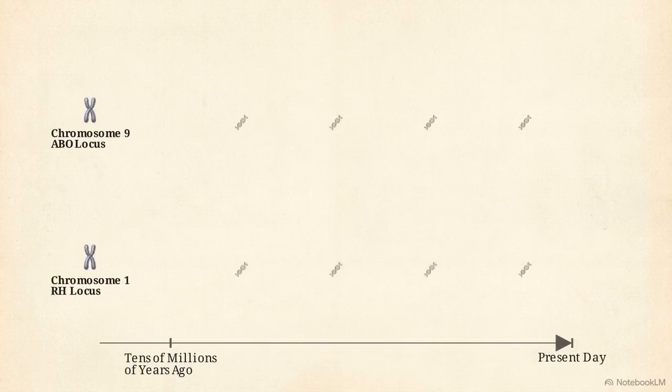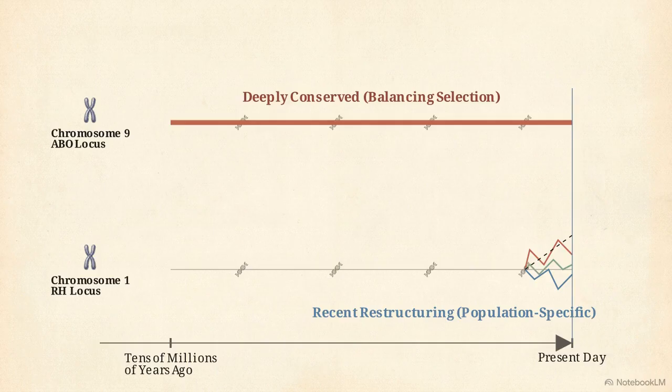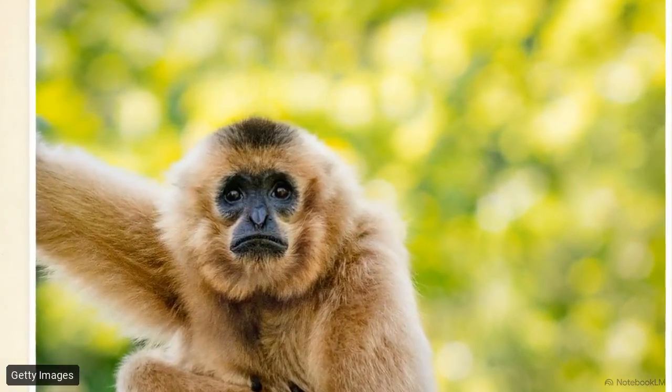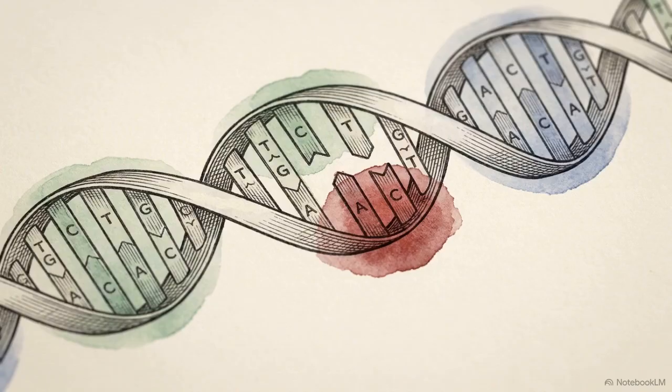These two loci also have entirely different evolutionary histories. This timeline shows the AB polymorphism as a deeply conserved trait, maintained by balancing selection over tens of millions of years. This specific glycan program spans multiple non-human primates, predating modern human speciation. The RHD negative deletion represents a much more recent population-specific restructuring of a single protein system.